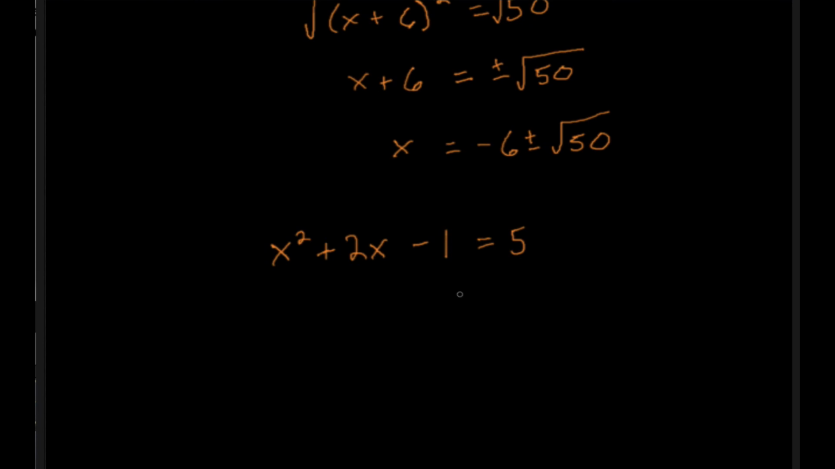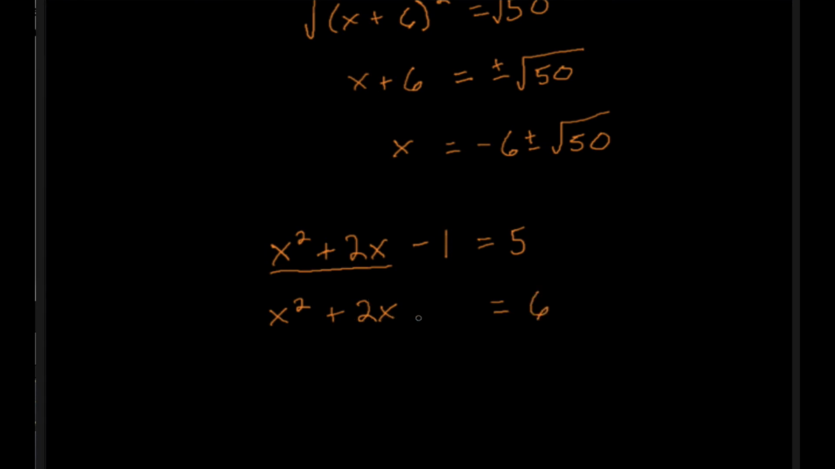All right, let's see how you did. So my first step is to isolate this expression, x squared plus 2x, because that's what I need to start with in order to create a perfect square trinomial. So x squared plus 2x. And then to get rid of this negative 1, I'm going to add 1 to both sides. So that's going to give me 6 over on this side.